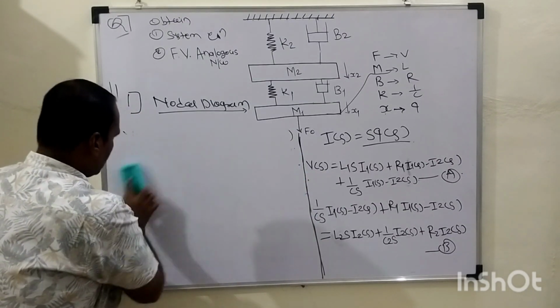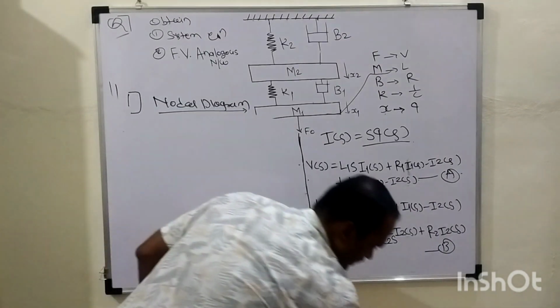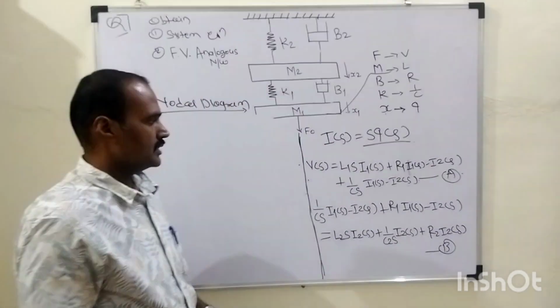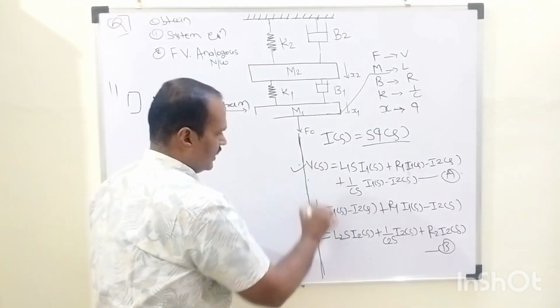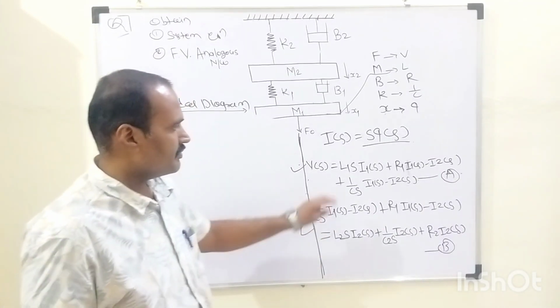Now the question arises how to draw this force voltage analogous circuit. Which is very simple. Carefully just try to see equation number capital A and capital B. Carefully just try to see the coefficients of each and every element.